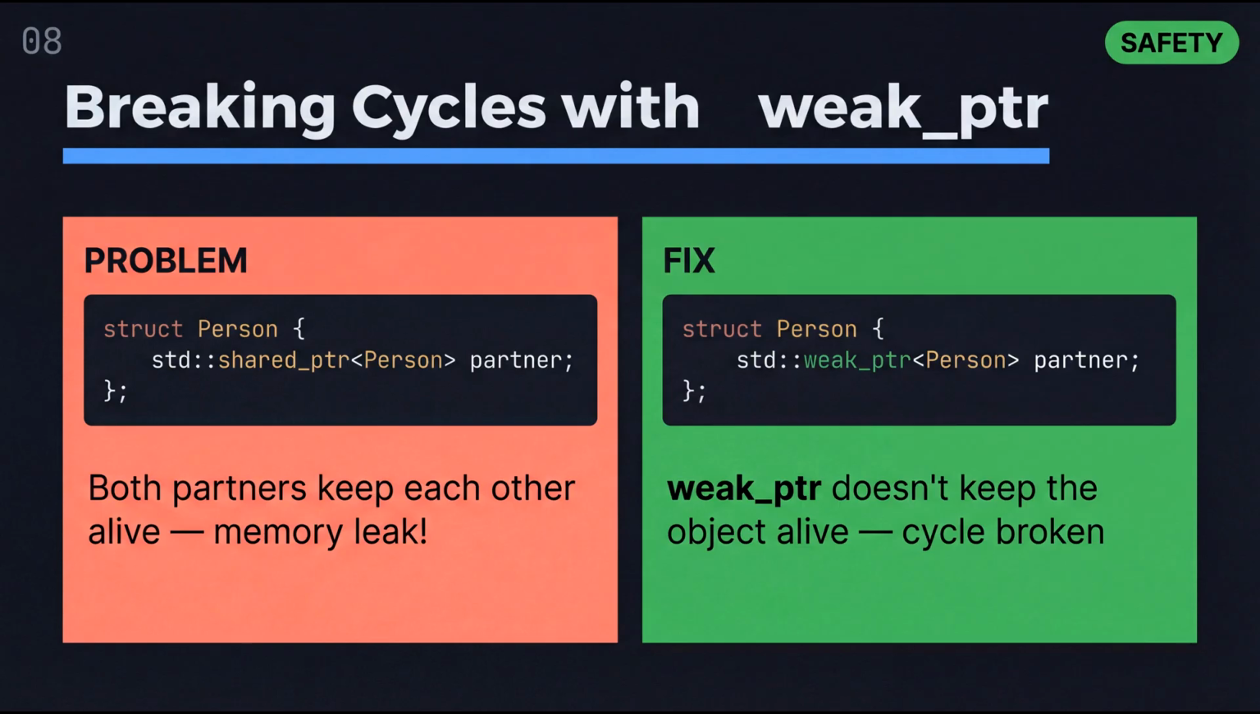A weak pointer doesn't increment the reference count. It can observe the object, but it doesn't keep it alive. When the program releases its shared pointers, the reference counts drop to 0, and both persons are destroyed correctly. Weak pointer breaks the cycle.